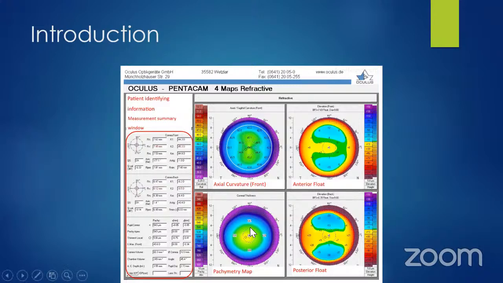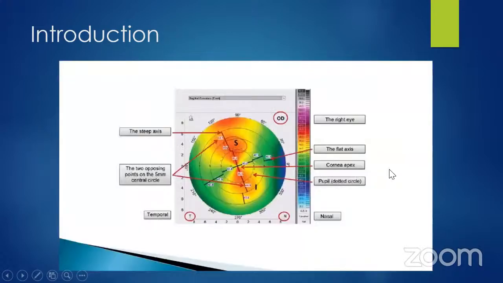Coming to the pachymetry map, here we have the thinnest value, and one of the things to look at is where the thinnest value is located as compared to the pupillary center or the apex of the cornea. These are three different things, which you will come to know if you look at the left side parameters, the left side red box. I'll show you that in the next slide. Just to recap, this is an astigmatic cornea. The steeper axis will have the hotter colors, the flatter axis will have the cooler colors. The eye would be written, and then the apex of the cornea and the pupil will have a dotted circle.